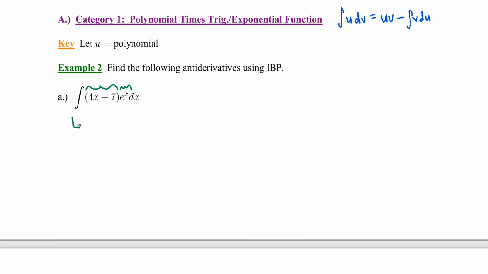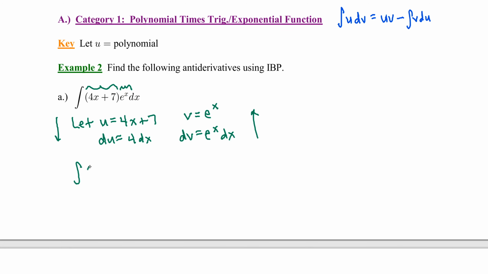So in this case, we're going to let u represent the polynomial function 4x plus 7. Then du will be 4dx. Then we're going to let dv represent everything else, that is e to the x dx. Remember, when I'm working down the page, I'm differentiating. When I'm working up the page, I am integrating. So we're going to integrate dv to get v, and when we integrate e to the x, we learned we end up with e to the x.